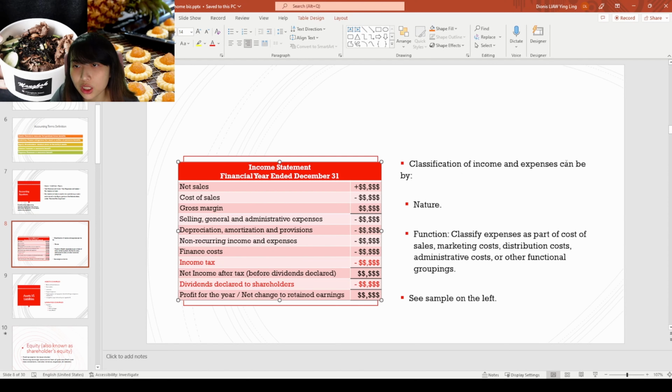Okay, so classification of income and expenses can be by nature or by function. This example is more by function, such as cost of sales, marketing cost, distribution cost, administrative cost, or other functional groupings that you can choose. It is based on how you want to categorize all the expenses, but based on experience, I would think classifying them into tax deductible or non-tax deductible categories will be better, so it's easier when you do the tax portion.